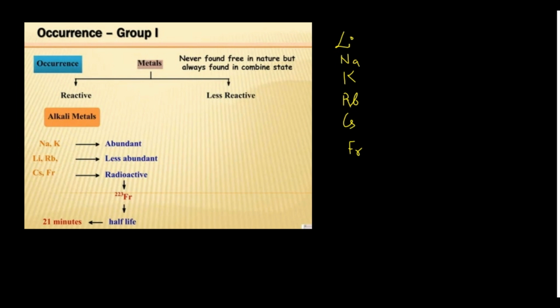Out of these, you can see sodium and potassium. This sodium and this potassium are quite abundant in nature. Their concentration in nature is very high.